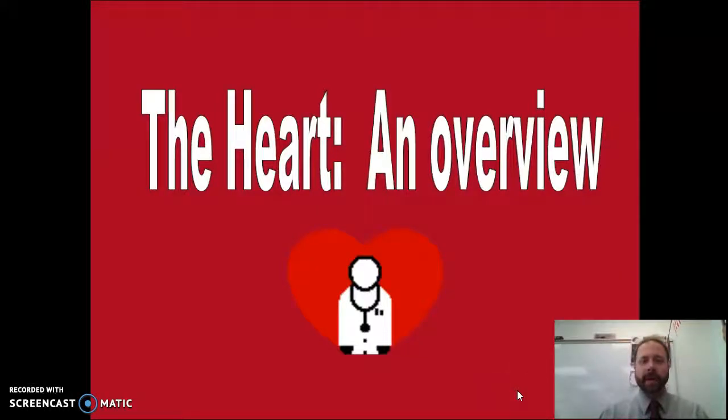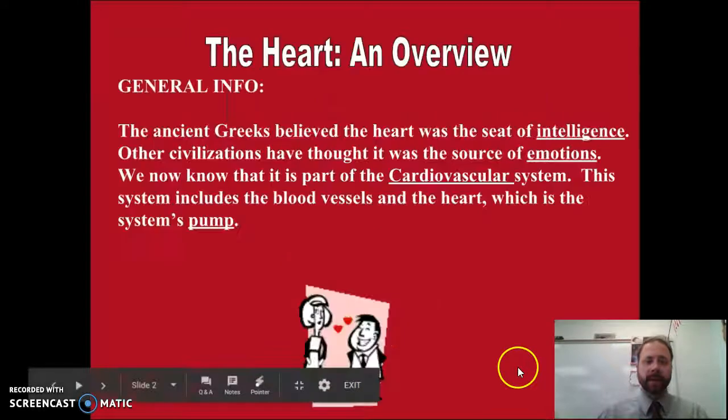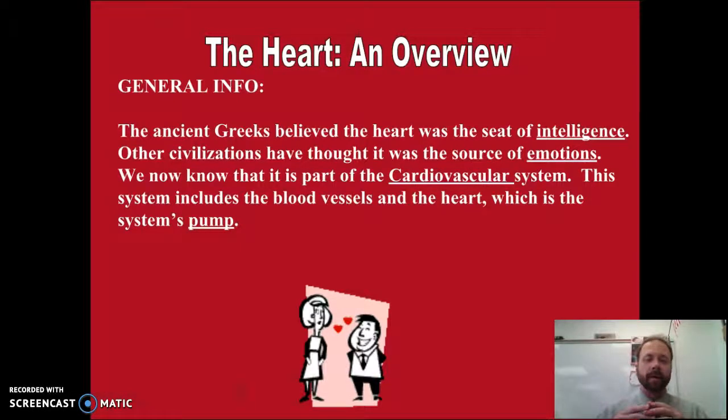All right, folks, now we're going to get into the heart. And right now I'm just going to give you an overview of the heart today. So let's take a look here. The ancient Greeks believed that the heart was actually the seat of intelligence. Other civilizations thought it was a source of emotions, but we now know that it is part of the cardiovascular system. It's actually the main part of the cardiovascular system.